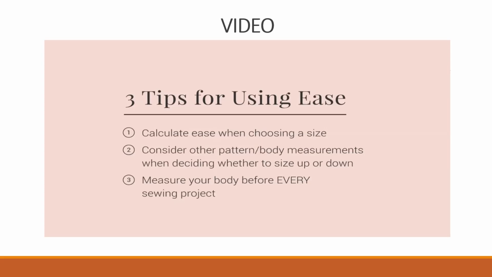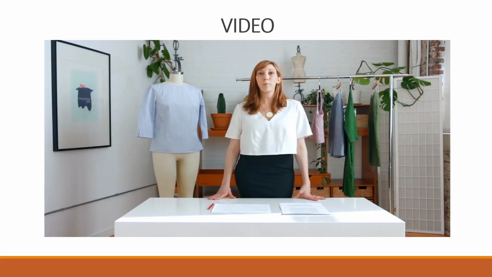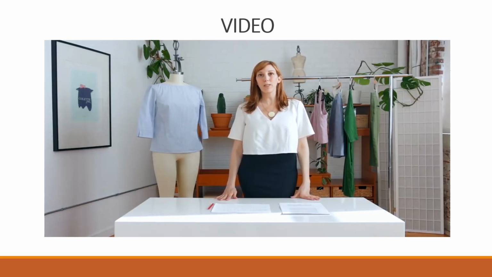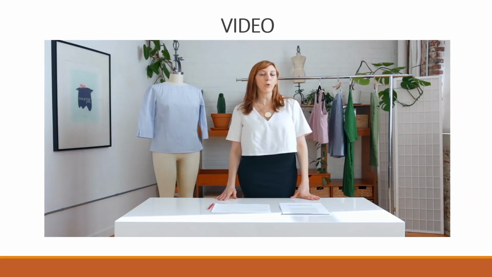Here are 3 tips for using ease while sewing. Tip number 1, keep ease in mind when deciding which size to cut. Do you want your garment to fit more closely, or do you want it to be a little roomier? Calculate the amount of ease for the main measurement points and keep that in mind when choosing which size. This is especially helpful for when your measurements fall between sizes. Tip number 2, you can often size up or down if you prefer more or less ease.